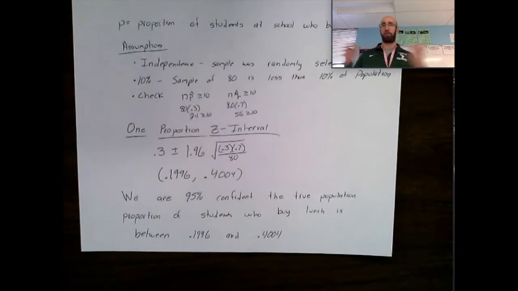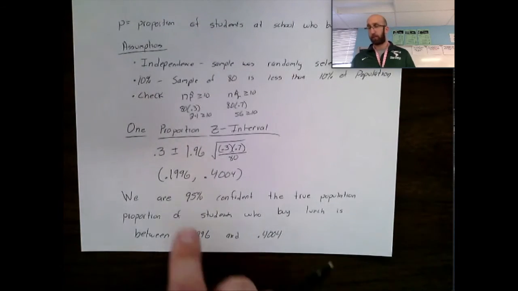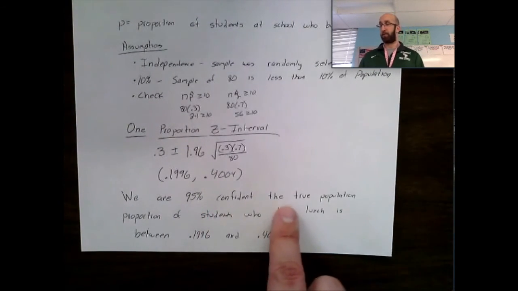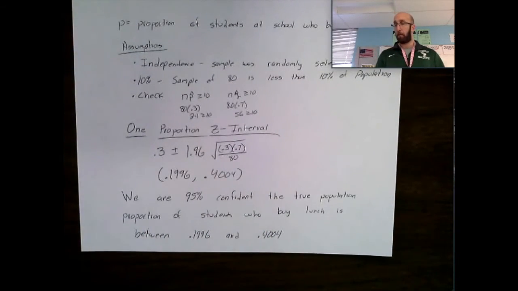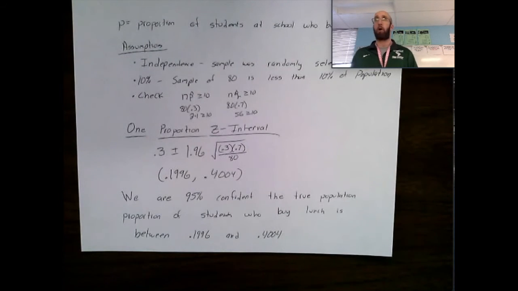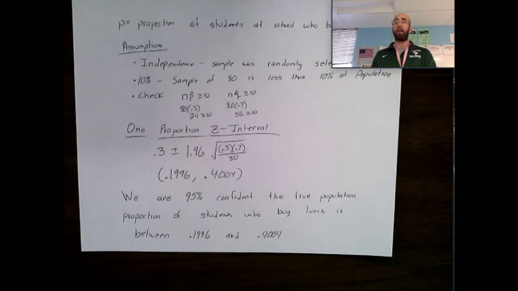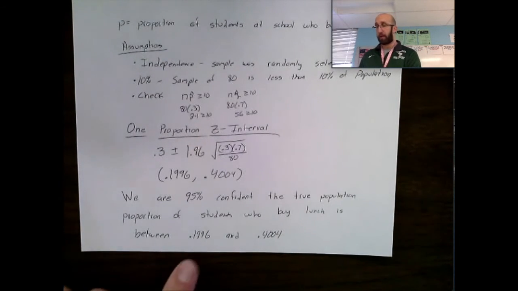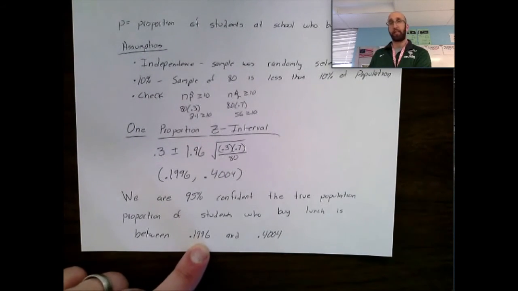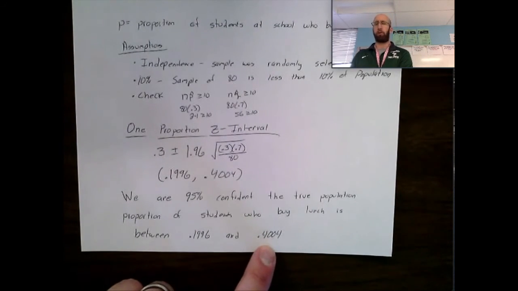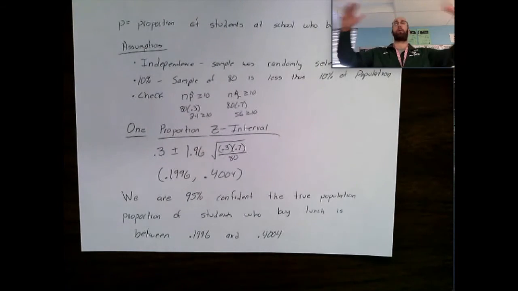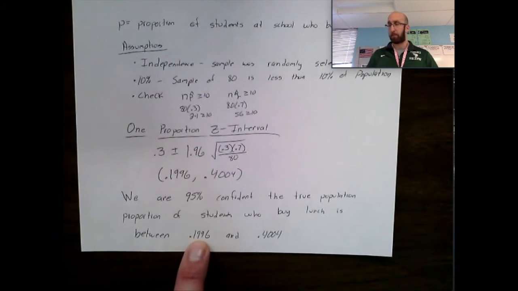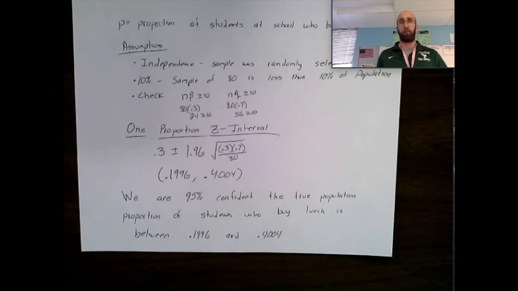We finally need to pull it all together with context. So I said we are 95% confident the true population proportion of students who buy lunch is between 0.1996 and 0.4004. So essentially we're saying, and I'm 95% confident on this, that between 19.96% of students at this entire high school and 40.04% of students actually buy the school lunch. So the true proportion of students for the entire building is between 19.96% and 40.04%.